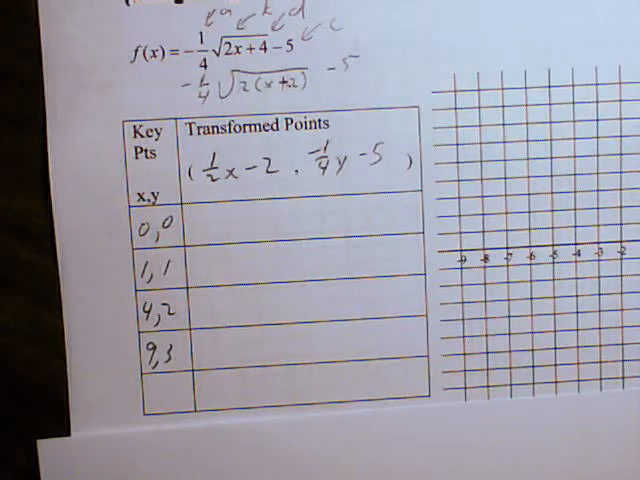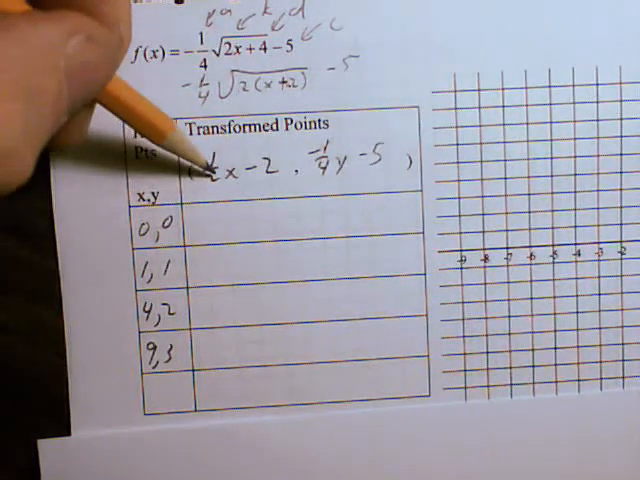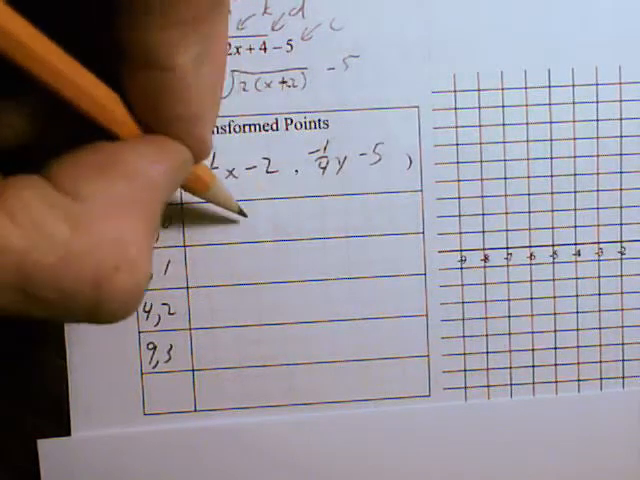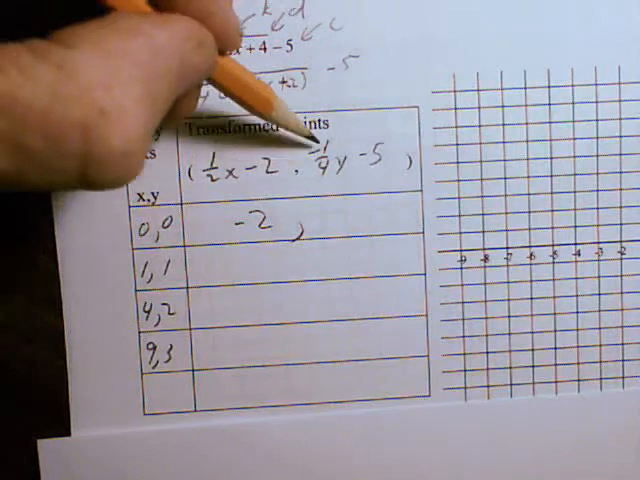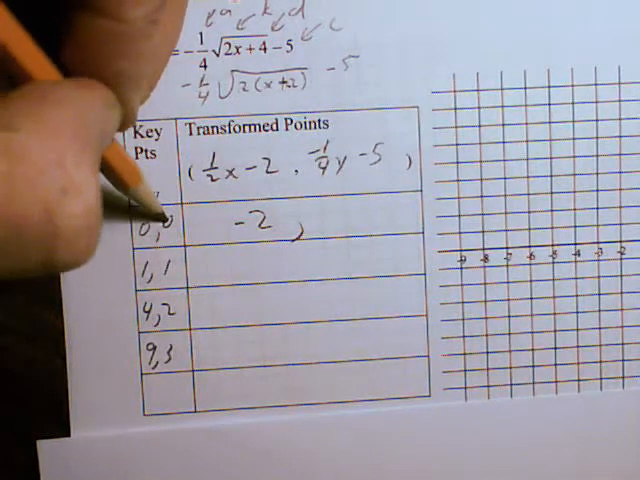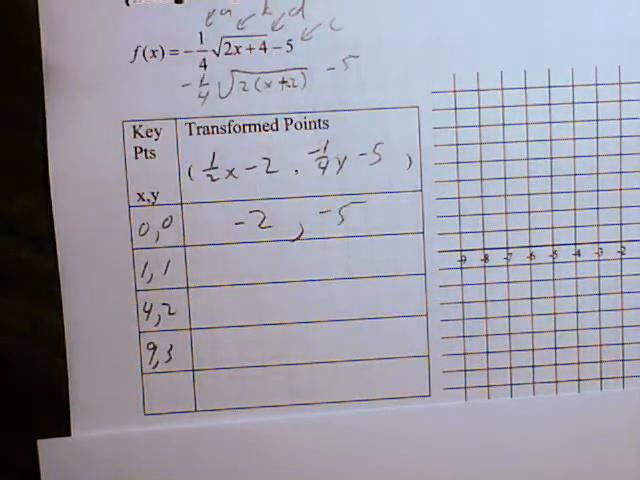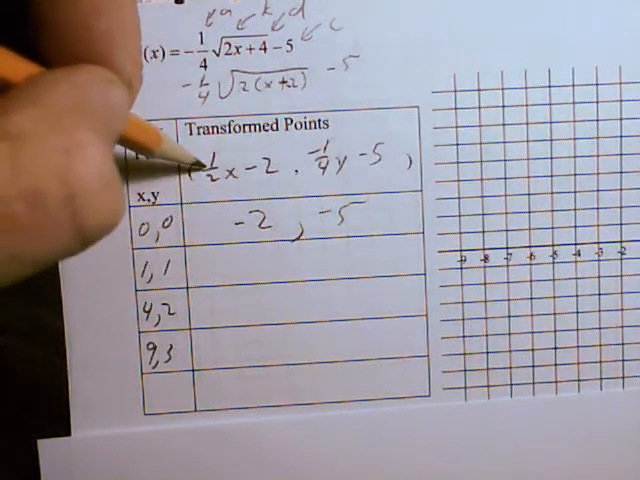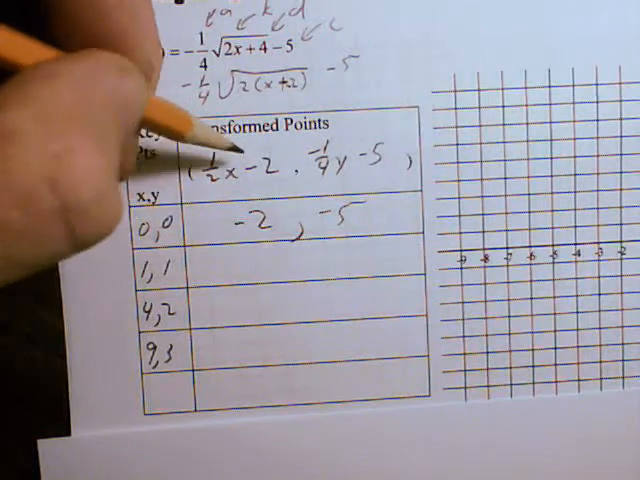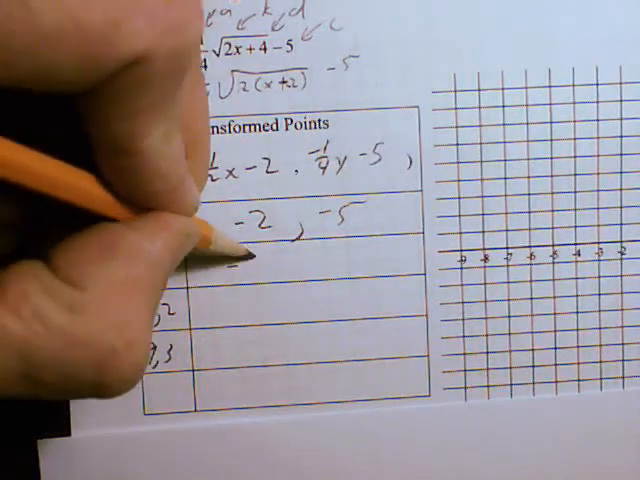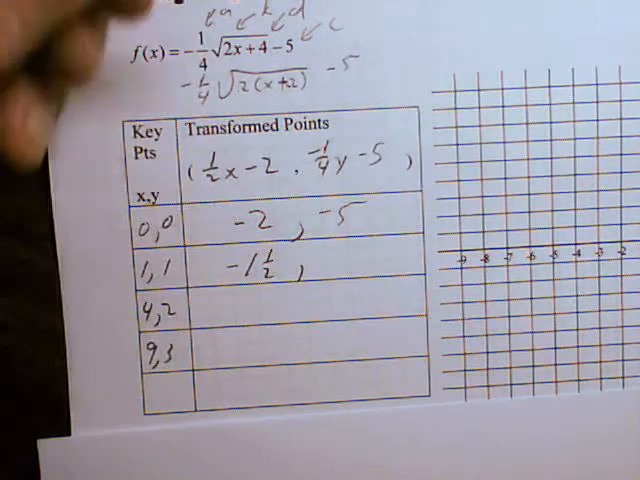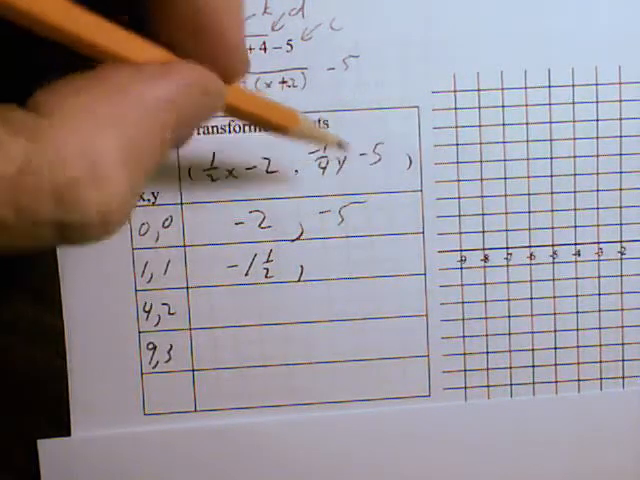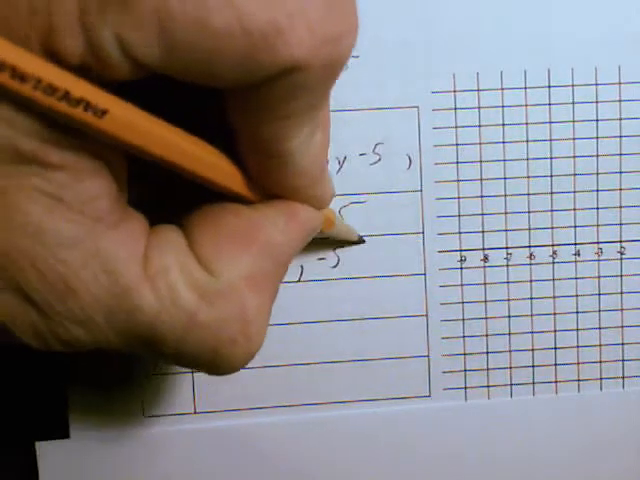Now I'm just going to start substituting in my key points. So for my x coordinate of the new point, I'm going to take 1/2 of 0, minus 2, gives me minus 2. Negative 1/4 of 0 is 0, minus 5 is negative 5. For (1, 1), 1/2 times 1 is 1/2. 1/2 minus 2 is negative 1 and 1/2. And then negative 1/4 times 1 is negative 1/4, minus 5 is negative 5 and 1/4.